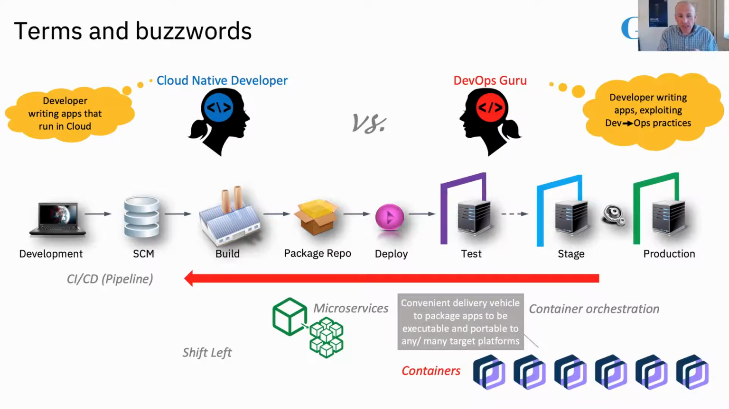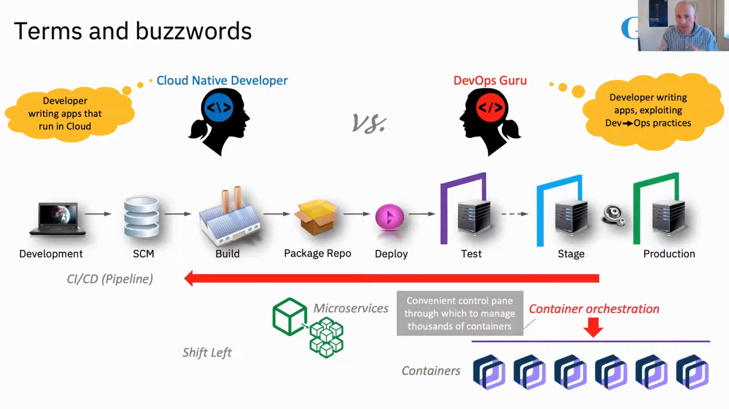Now, if you think about it, if you're delivering applications that way, you can end up with many thousands and sometimes tens of thousands of containers that provide that business service. And so that's where we come into this need for container orchestration.